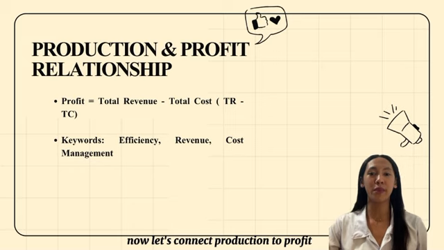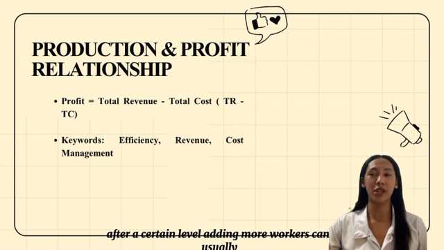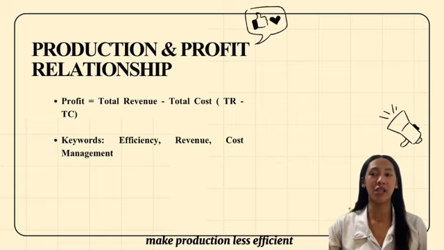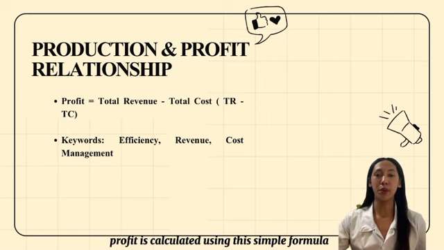Now, let's connect production to profit. When a business increases its number of workers, production usually rises, but only up to a point. After a certain level, adding more workers can make production less efficient. Profit is calculated using a simple formula: profit equals total revenue minus total cost.